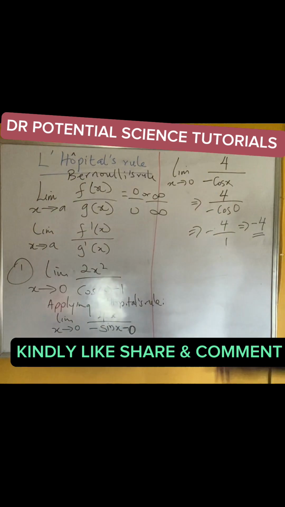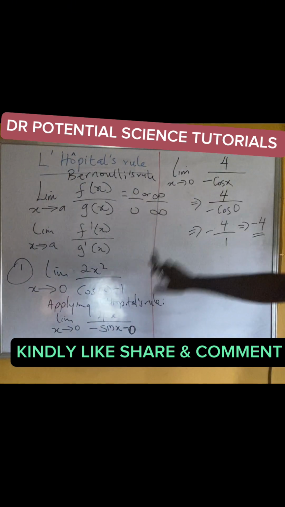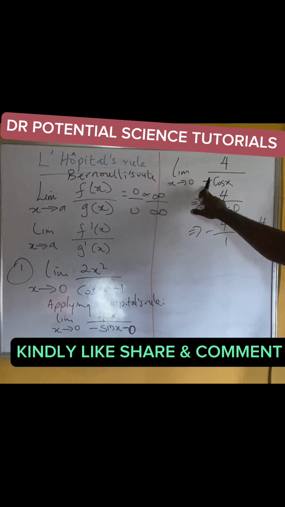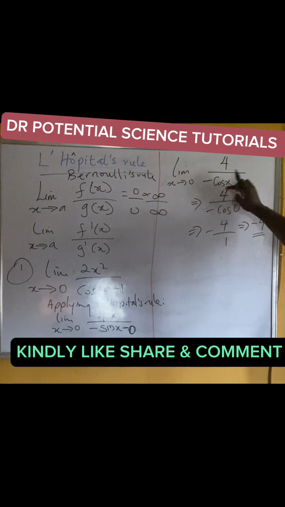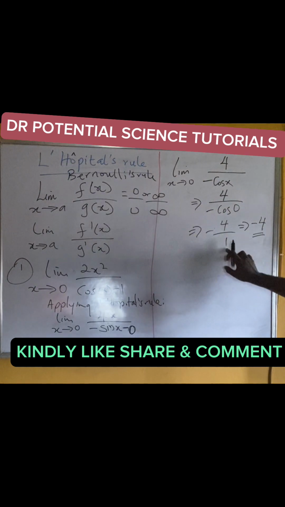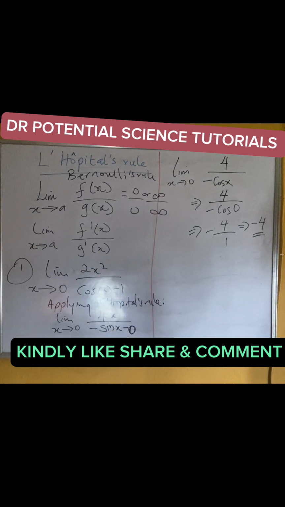So we find the second derivative. If we differentiate 4x, you have 4. Differentiate sin x, you have cos x. The negative sign is still there. So 4 over minus cos x. On direct substitution, we don't have x here anymore. Cos 0 is 1. Minus 4 over 1. The final answer is minus 4. So this is a determinate answer, unlike the first derivative. So that's what L'Hopital's rule is all about.